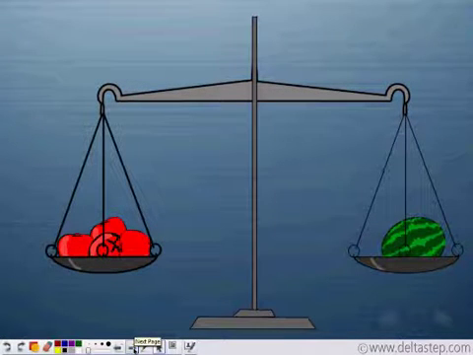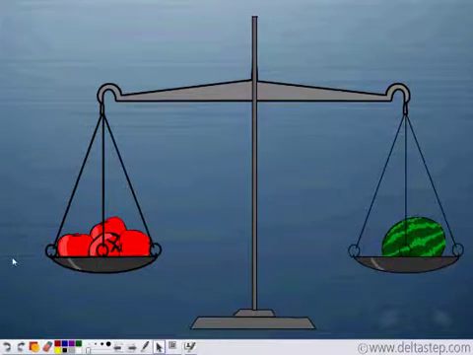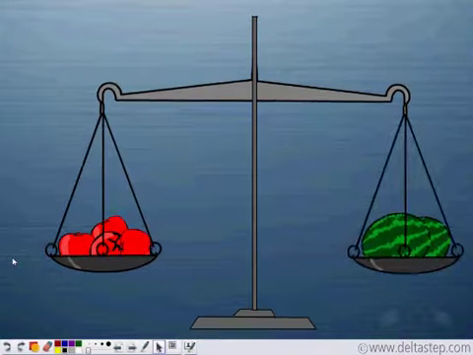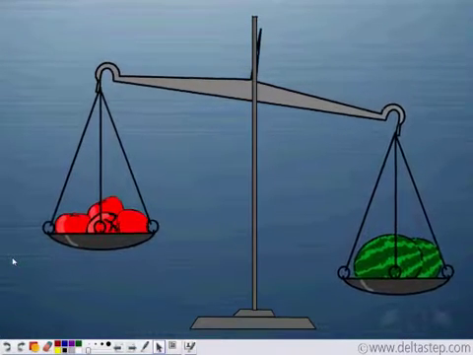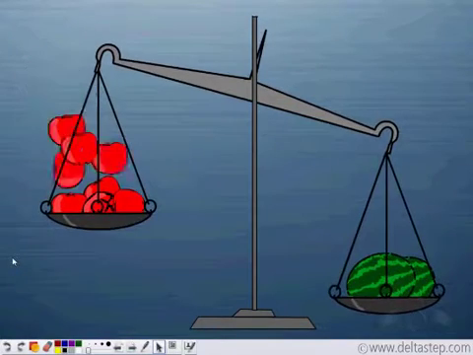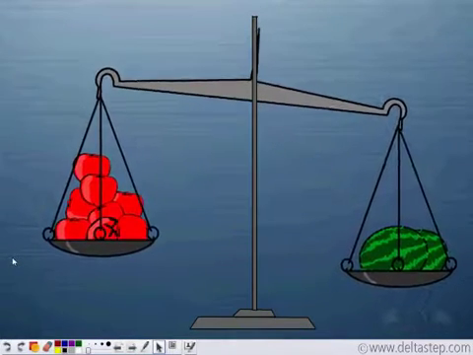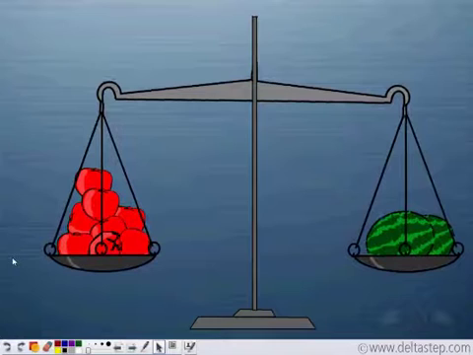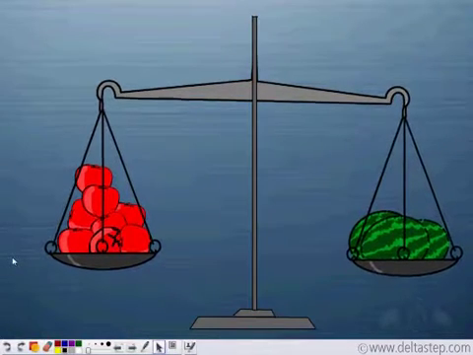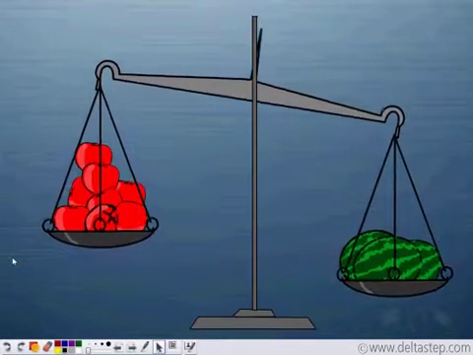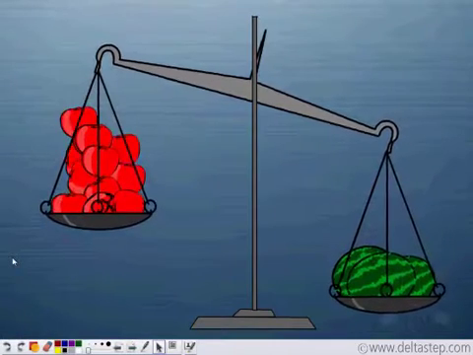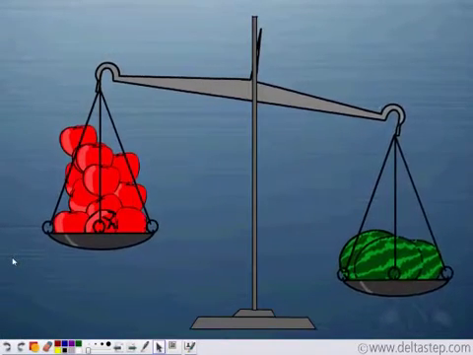Now we have 1 watermelon on the right hand side of this weighing scale and 4 apples on the left hand side of this weighing scale. If we add 1 more watermelon to this side, in order to keep the scale balanced, we need to add 4 apples here. If we add 1 more watermelon on the right hand side, in order to make the scale balanced again, we need to add 4 more apples here.